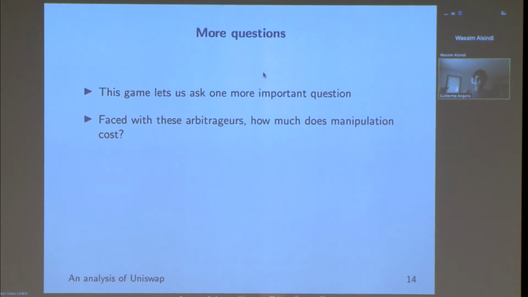This game also lets us ask another kind of weird question relating to these attacks. Look, I'm an agent who is trying to manipulate the price reported by Uniswap. But of course, I'm faced with these arbitrageurs, these people who can just make free money if the price diverges from the true market price, as we showed previously. So how much does the manipulation actually cost?